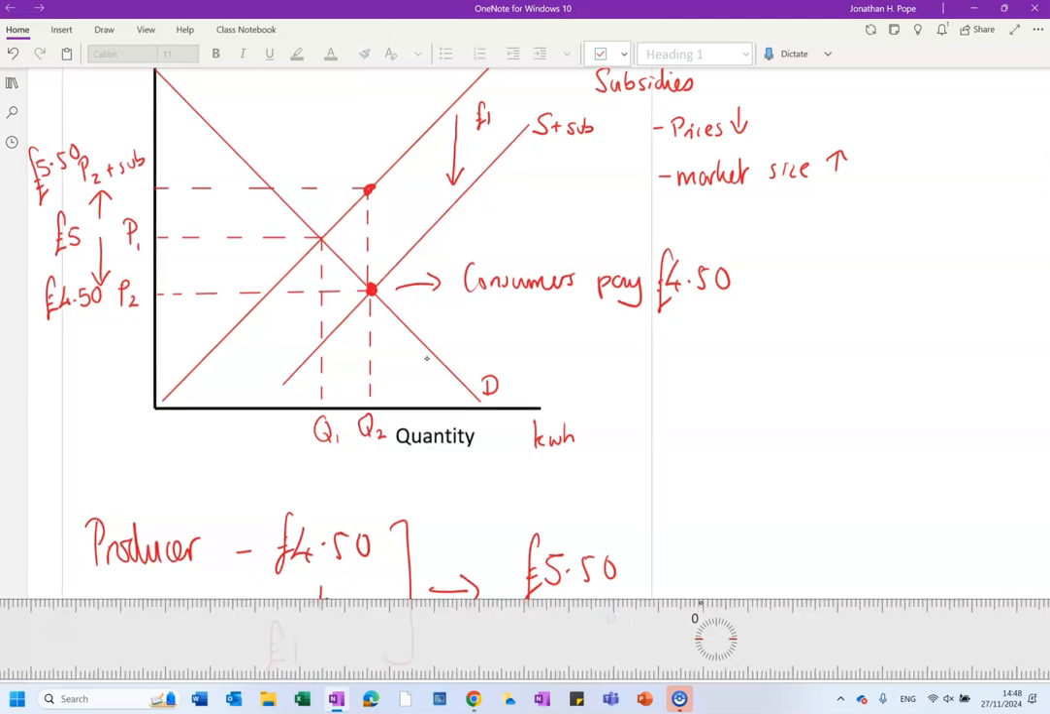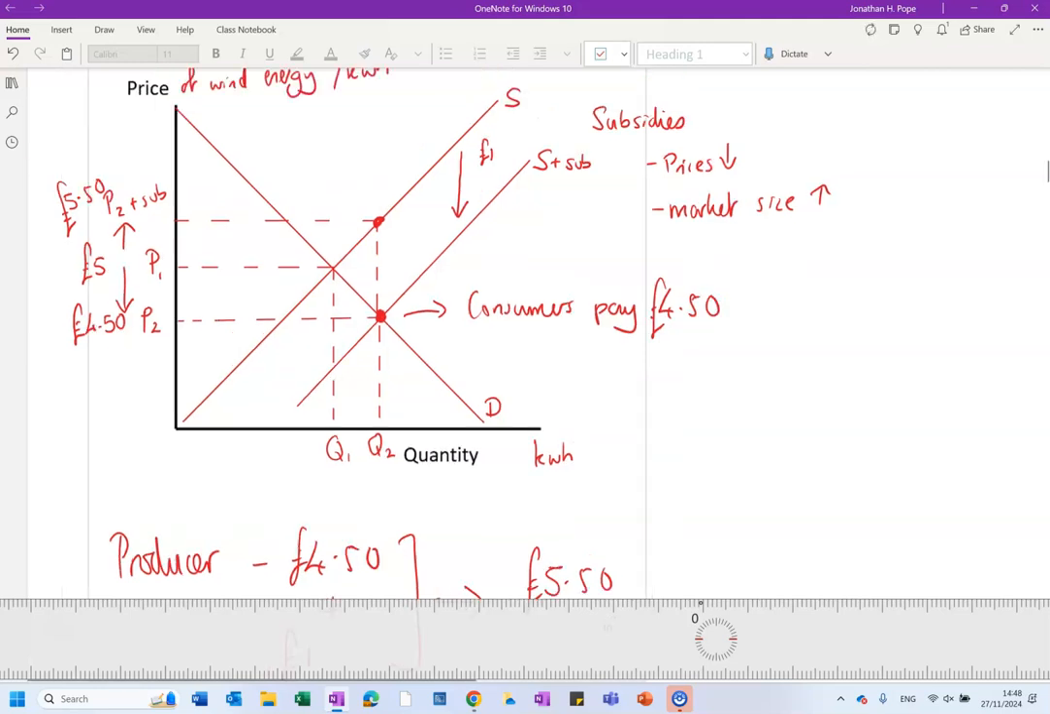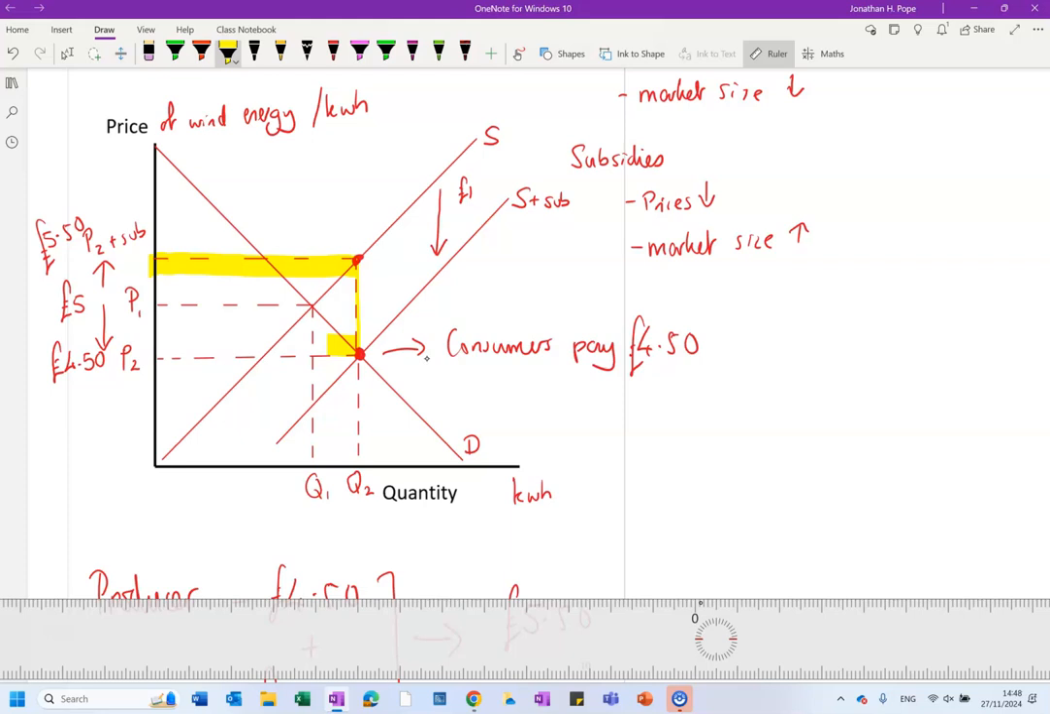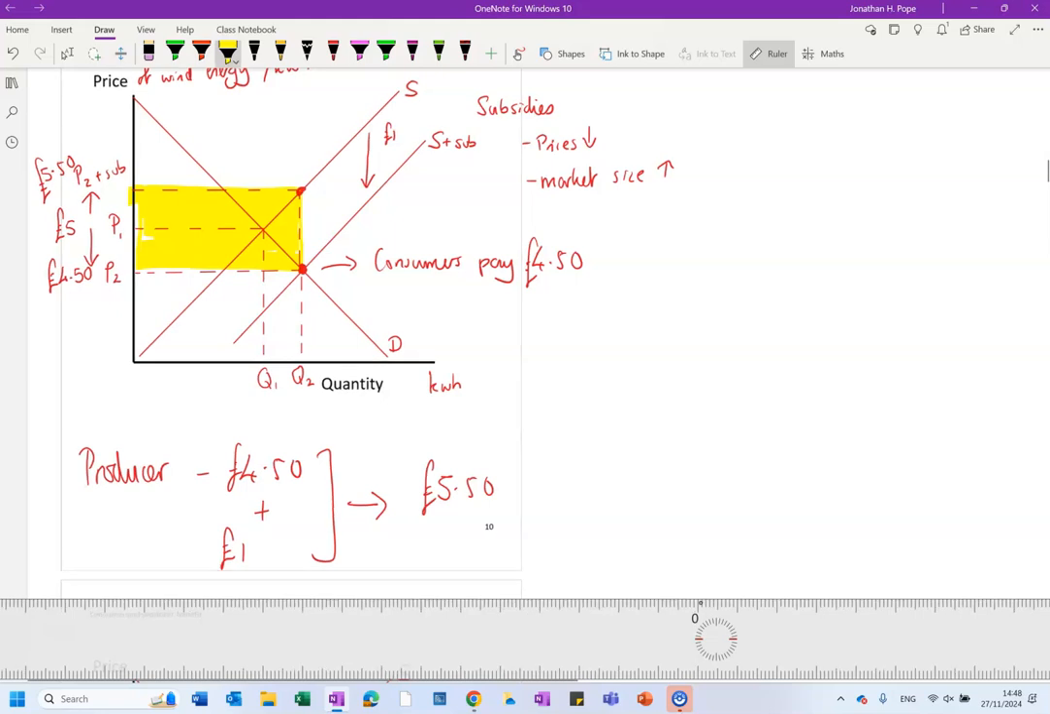Now, this is all sounding wonderful, but the amount that it costs the government is quite significant. And we can see that all of that area at the top there is all money that's being spent by the government on it, which is not good. If we just draw all that around there, this whole area here is all spending by the government. That's £1 times Q2, which is going to be a lot of money.